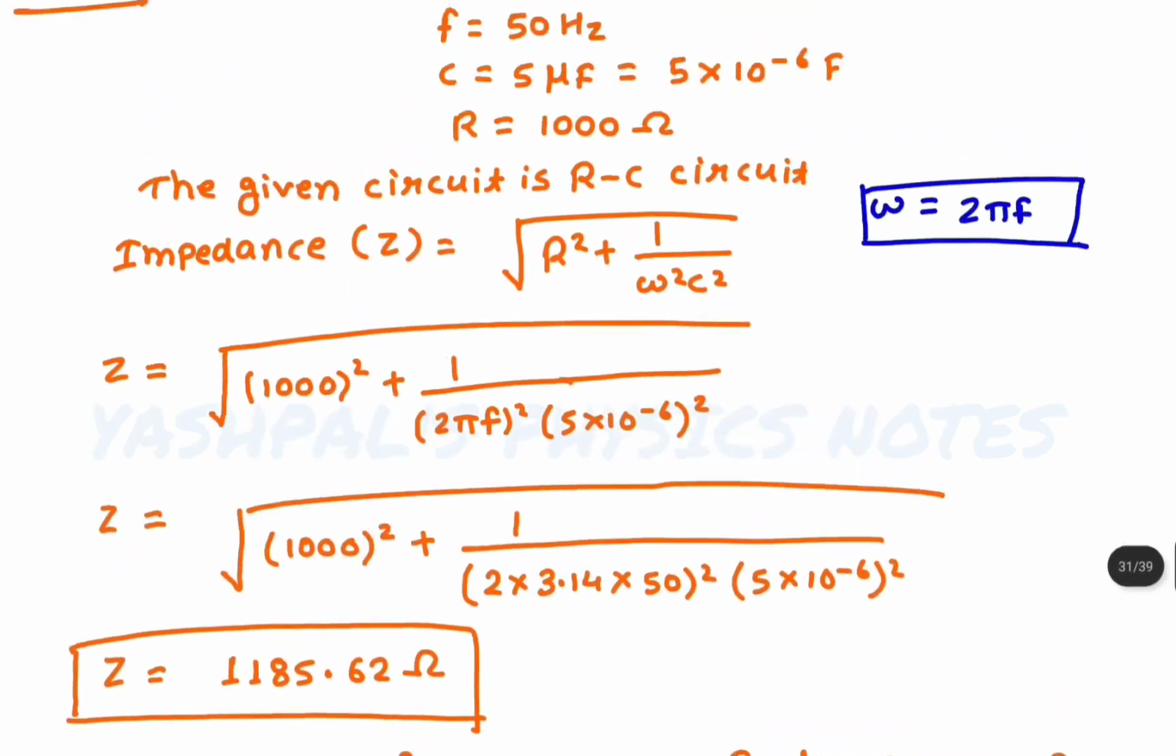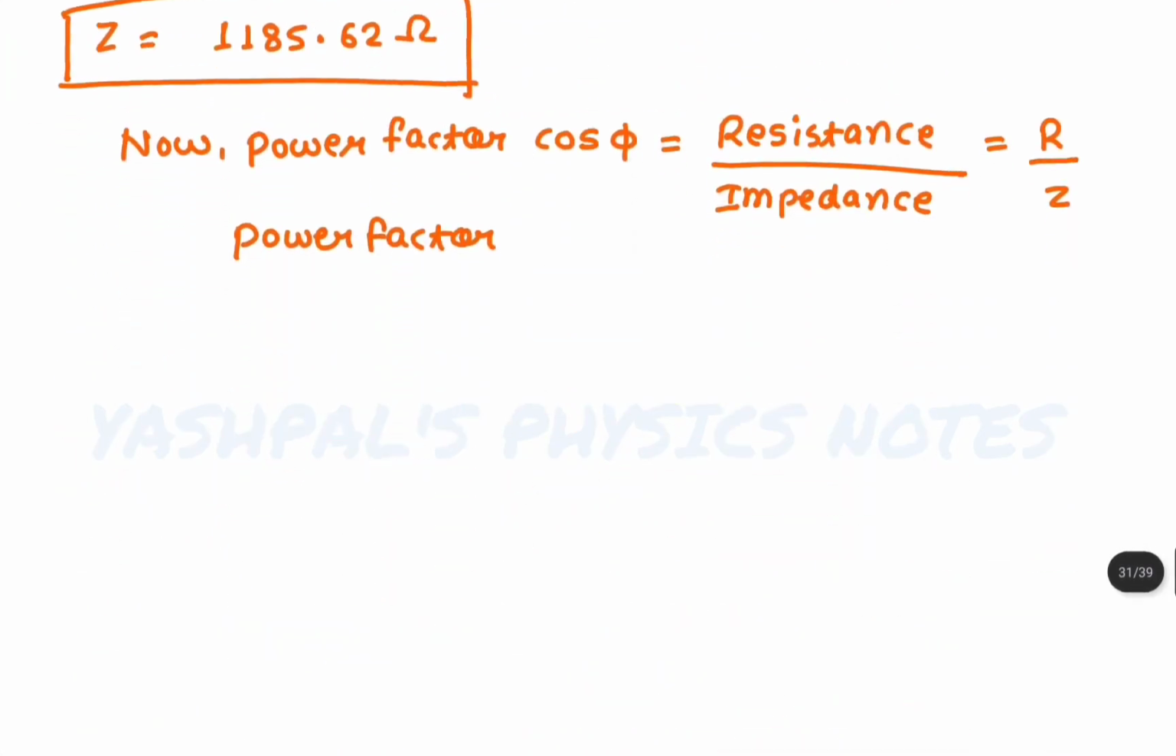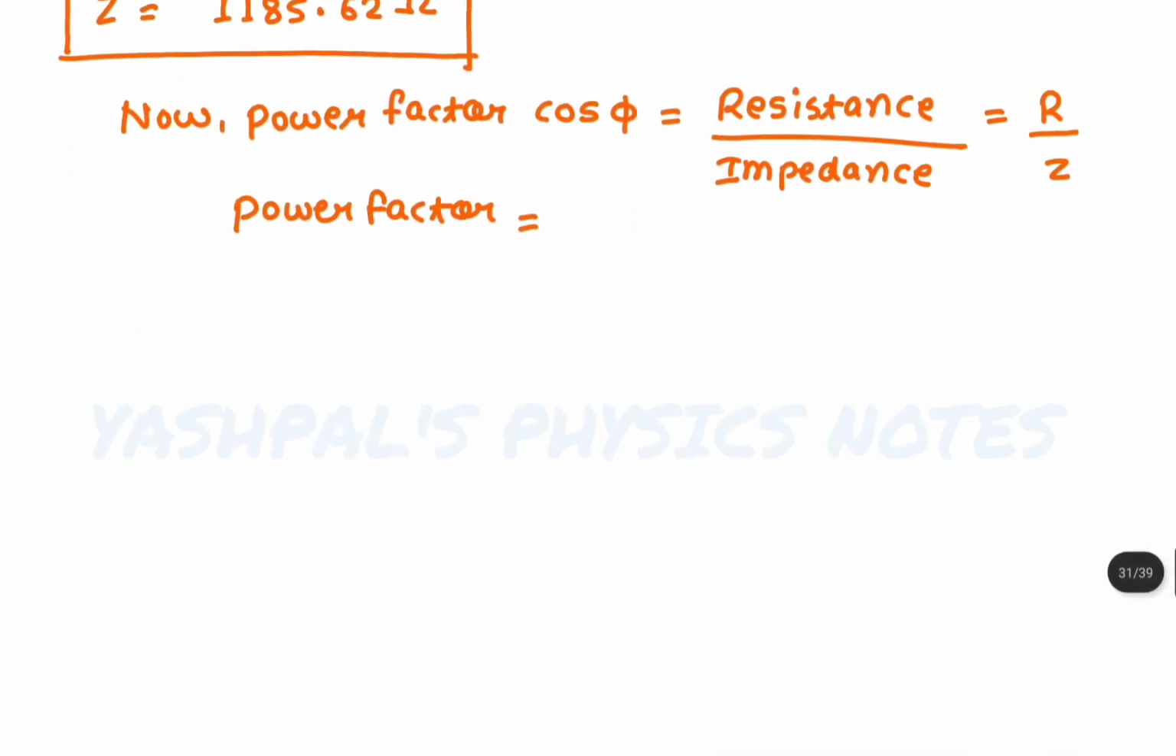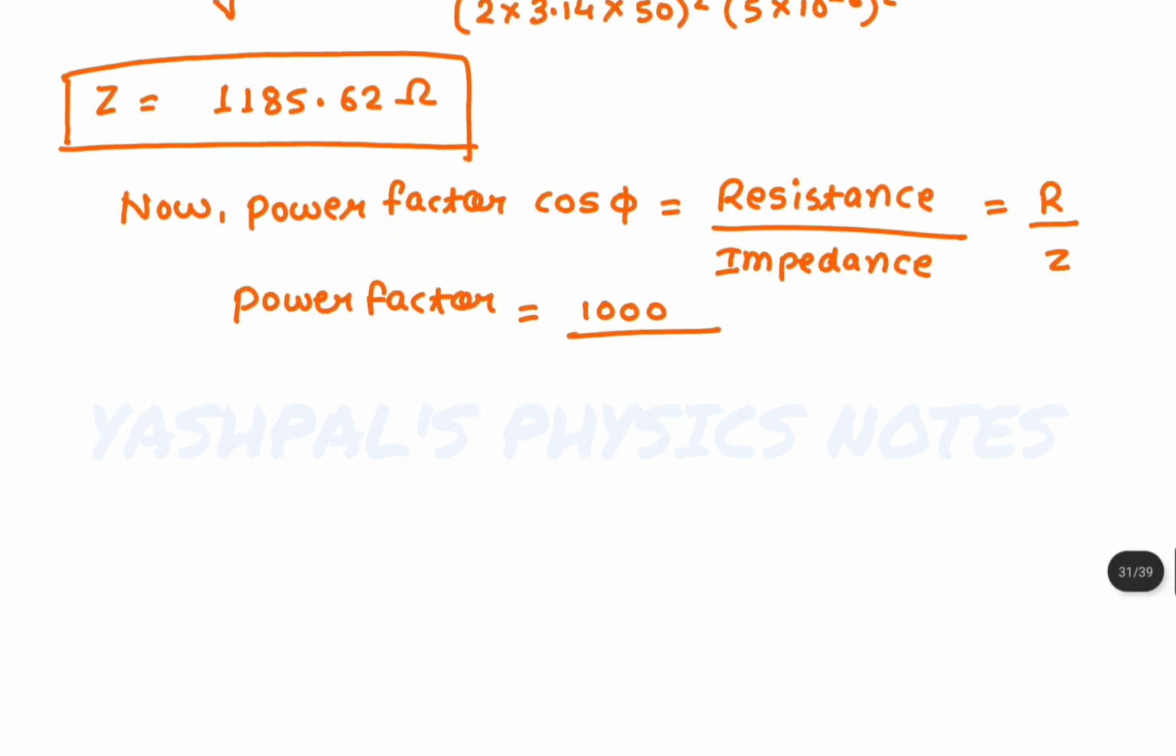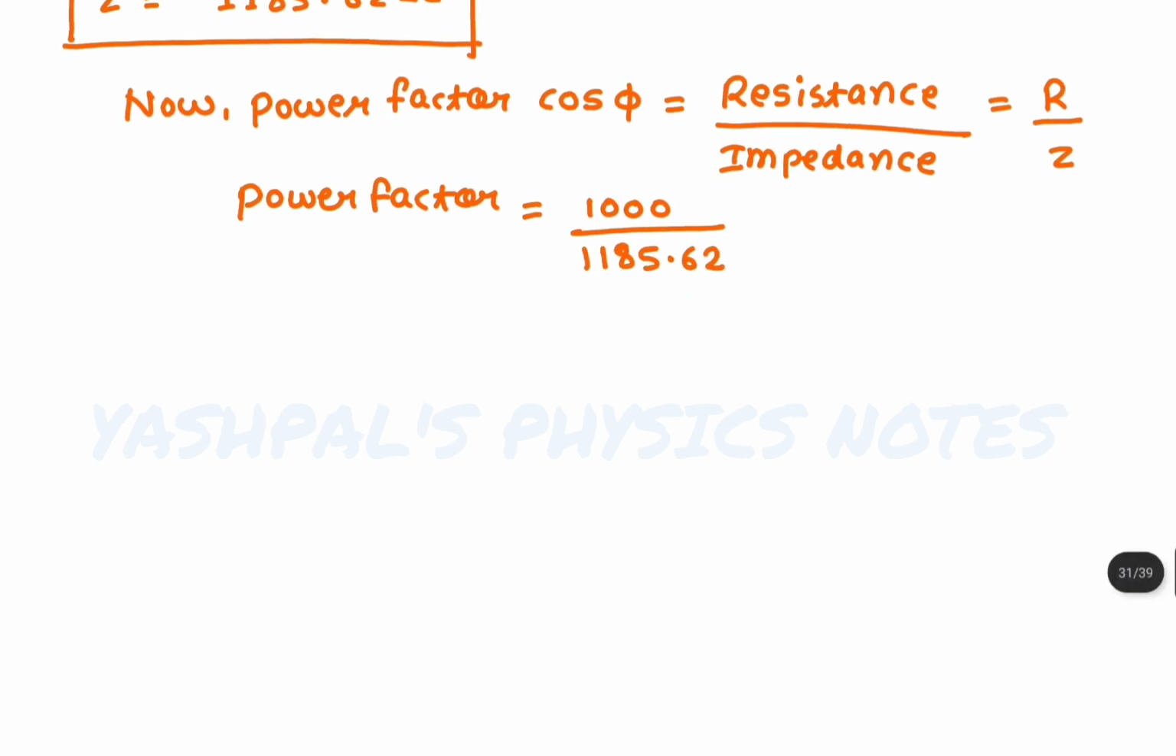So what is the value of R? R is given as 1000. What is the value of Z? We just found it out. It is 1185.62. So our power factor comes out to be, after calculation, 0.843, and it is a unitless quantity.